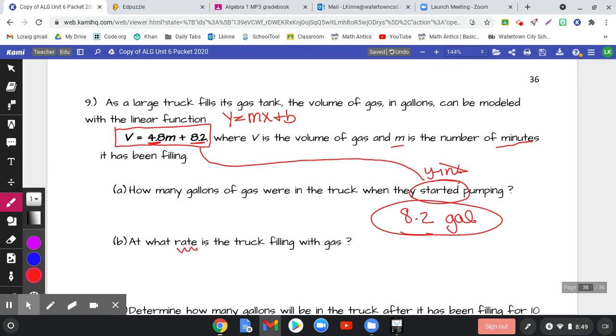What rate? Rate's another word for slope. What's the slope in that equation? 4.8. And that would be gallons per minute. That's how fast it's filling.